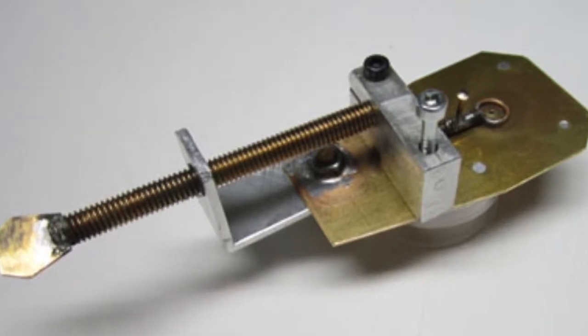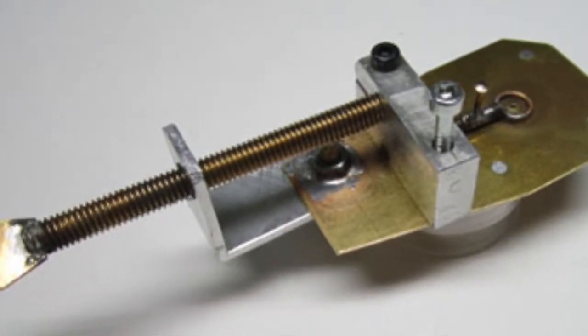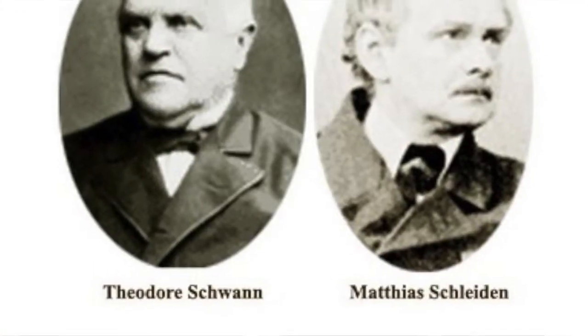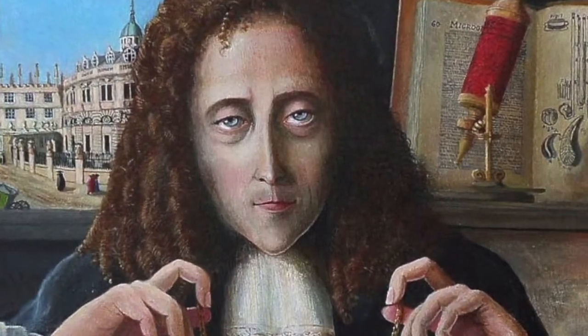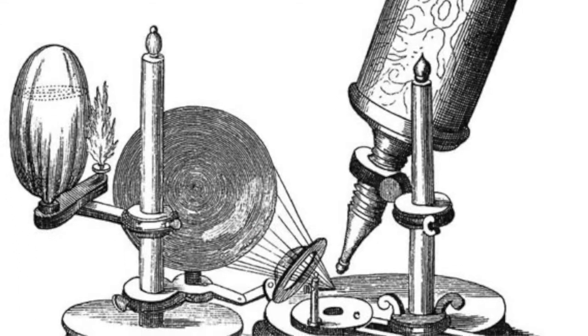Leeuwenhoek kept secret his manufacturing technique, but the Royal Society published everything he observed with his little microscope. Although the research continued for many years, it was not until 1830, almost 2 centuries after the observations of Hooke and Leeuwenhoek, that Theodor Schwann and Matthias Schleiden proposed what later became the first postulate of the cell theory. Robert Hooke published the observations he made with the microscope he created in 1665.